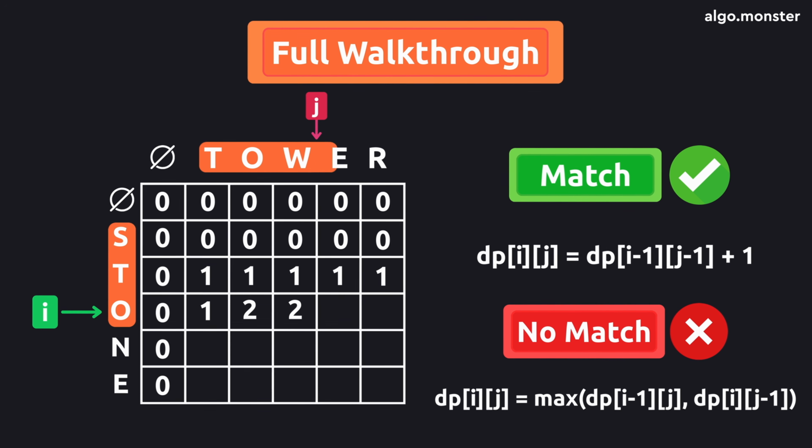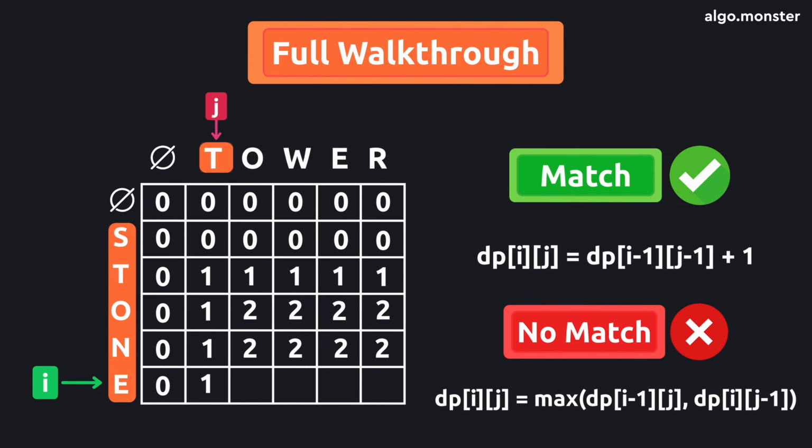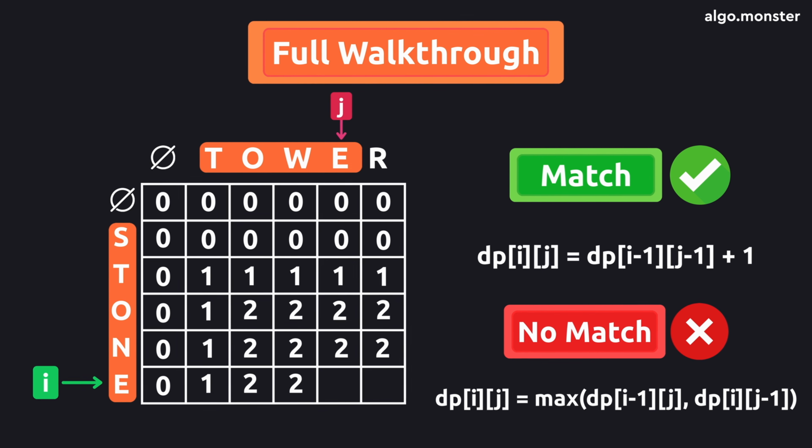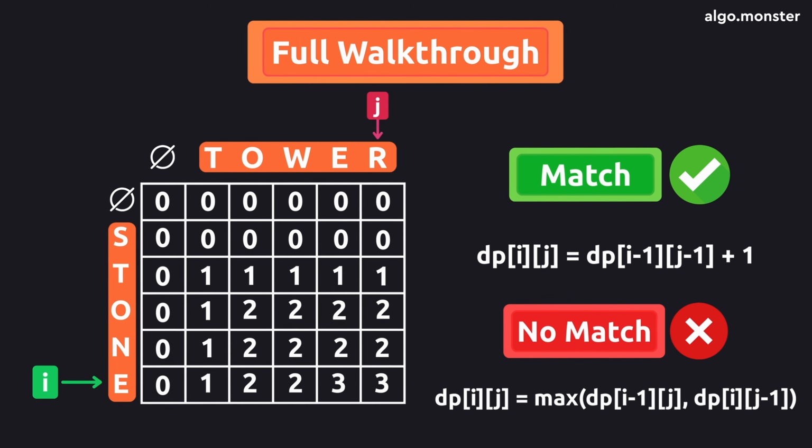After that, we again see a series of non-matching characters, but thanks to the second formula, all remaining cells keep the best value so far. And then we finally reach a cell where we compare 2 E letters. They match, so once again we apply the first formula and get 3. Row by row, the entire table gets filled this way.